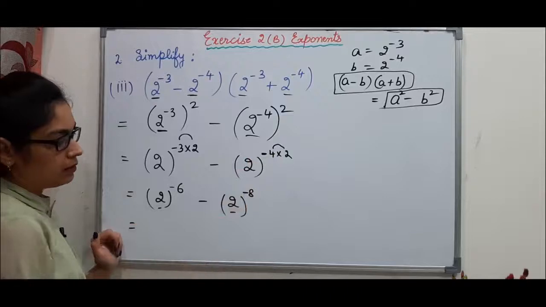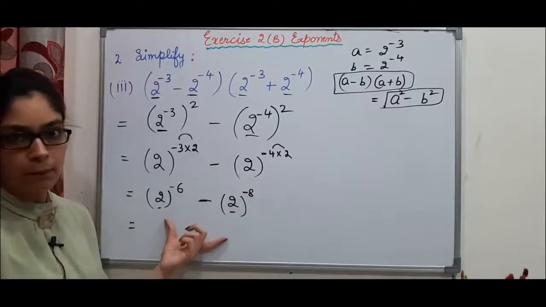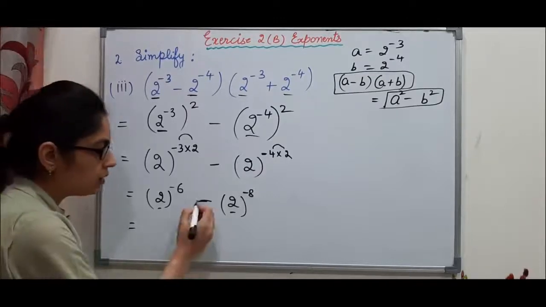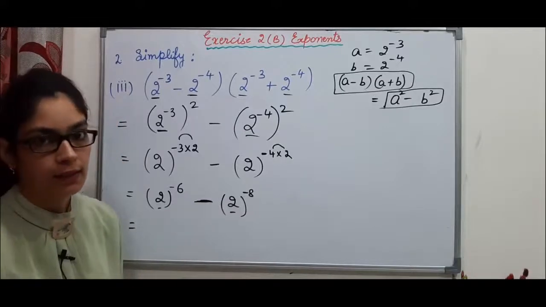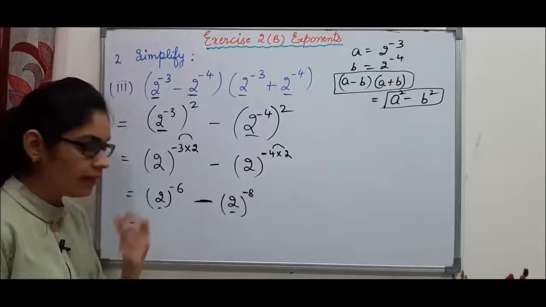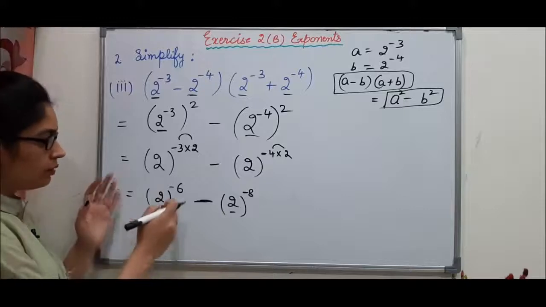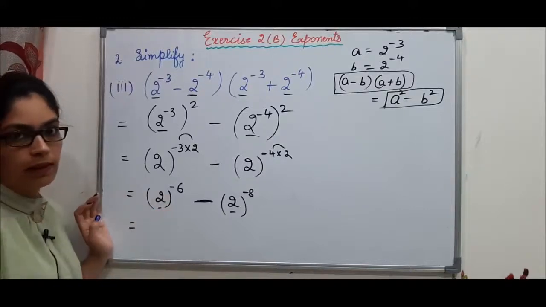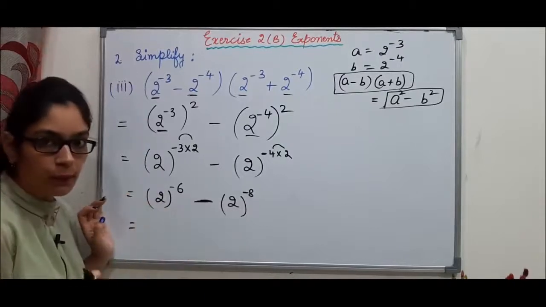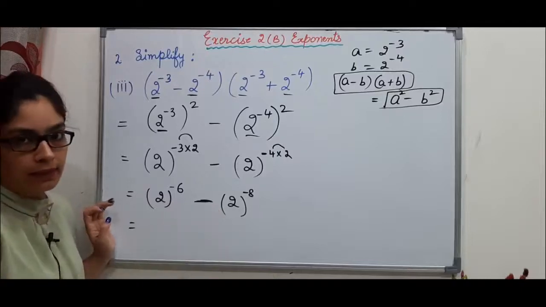Minus 2 and minus 2, both the bases are the same, but we cannot apply any exponential rule here. Why? Because these are getting subtracted, not multiplied or divided. So don't make any mistakes, see this sign carefully. We can solve it by expanding or any other rule, but the product rule and quotient rule cannot be applied here because they are getting subtracted.